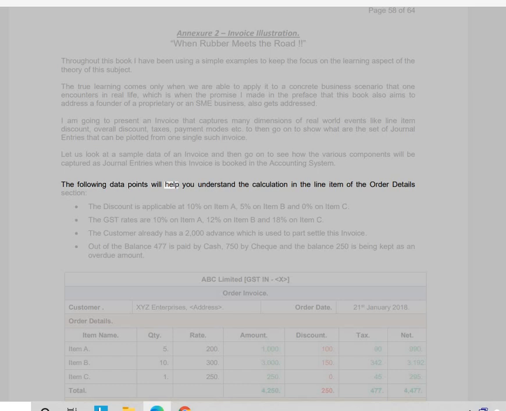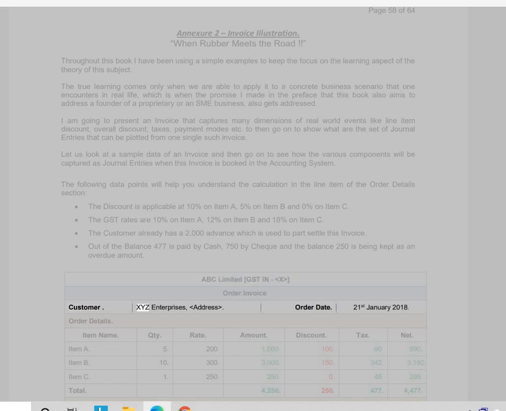The following data points will help you understand the calculation in the line item of the order details section. The discount is applicable at 10% on item A, 5% on item B, and 0% on item C. The GST rates are 10% on item A, 12% on item B, and 18% on item C. The customer already has a 2,000 advance, which is used to part settle this invoice. Out of the balance, 477 is paid by cash, 750 by check, and the balance 250 is being kept as an overdue amount.